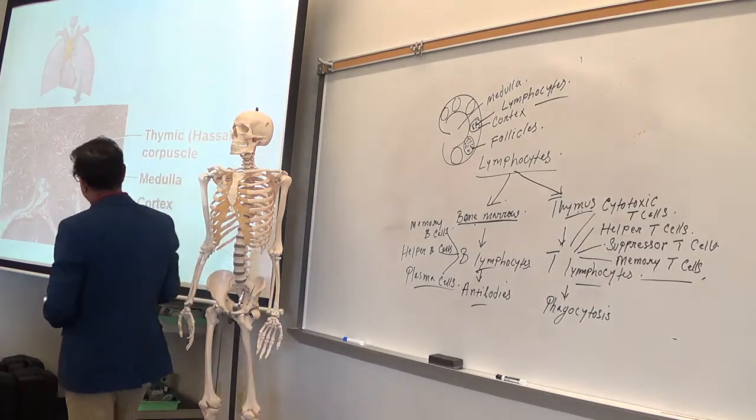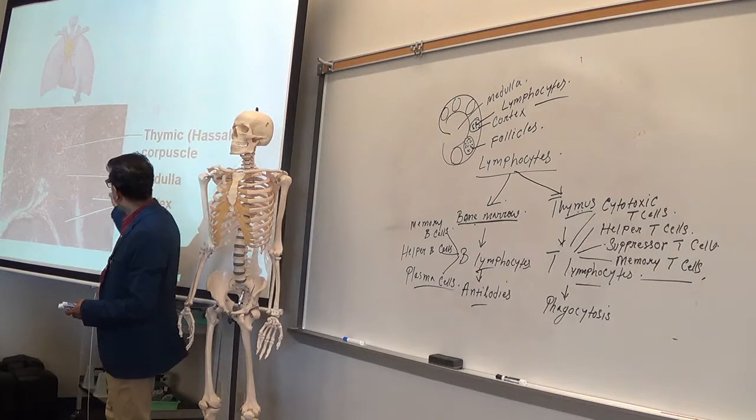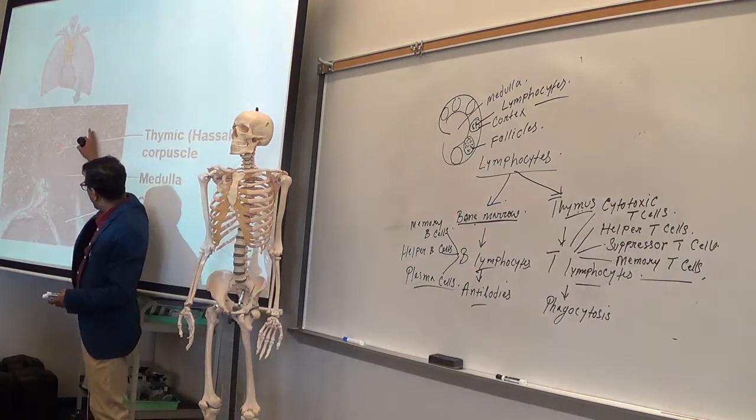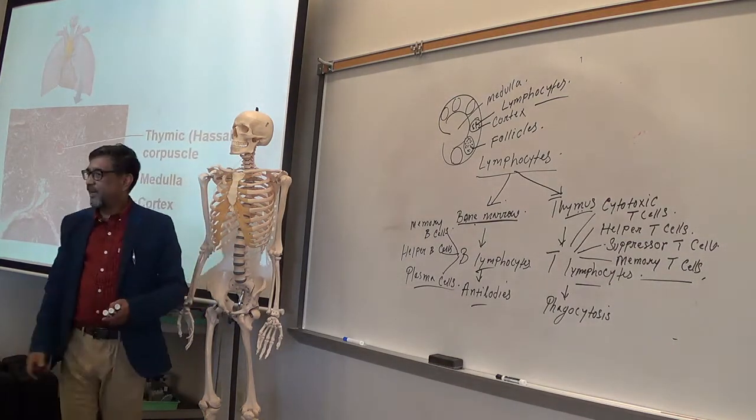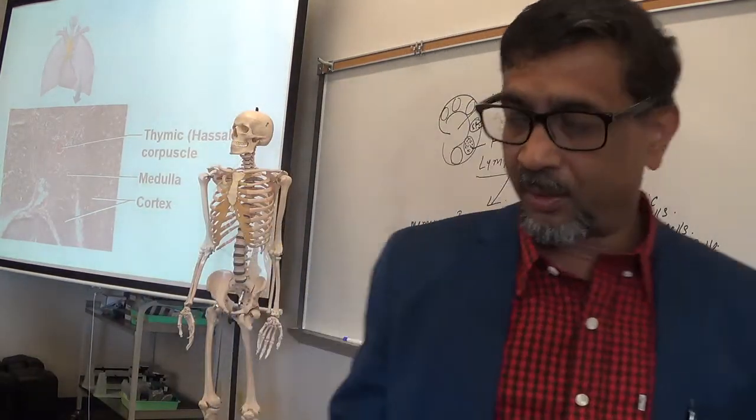Thymus also has an outer cortex and inner medulla. Inner medulla and outer cortex. And thymic corpuscles are located in the medulla part of the thymus.